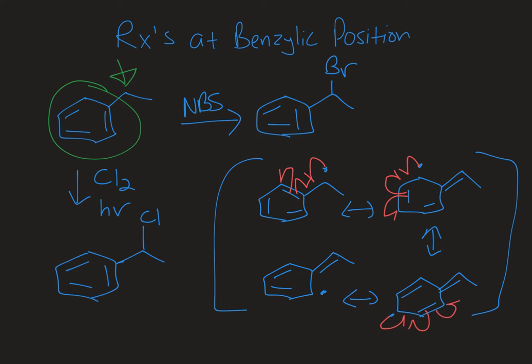We use NBS typically to give a brominated product, and then we can just use Cl2 to give a chlorinated product. Both of these reactions are going to go through this intermediate here, where we create a radical at the benzylic position, and then that radical can be pushed around through the pi system of the benzene ring.